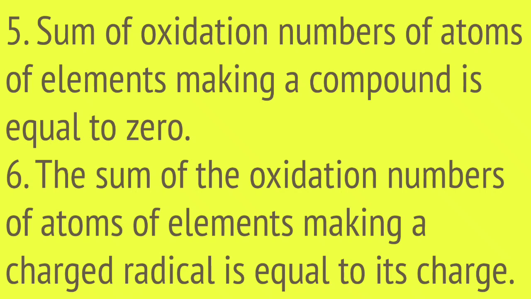Now, rule number 6. The sum of the oxidation numbers of atoms of elements making a charged radical is equal to its charge. For example, a radical like sulfate, it is SO4 2-. So the sum of all the oxidation numbers present there, and the atoms present are sulfur and 4 oxygens, the sum of those oxidation numbers should be equal to -2, which is the charge on the radical.